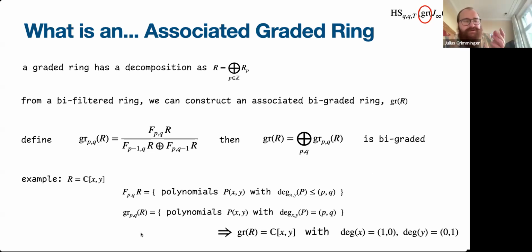Because the slide starts with graded ring, which is like a one grading, and then you always mention the bifiltration and the bigraded thing. Is there a reason why everything is bi? So for us, if you have a filtered ring, can you always associate a graded ring, or is this something that's special to bi things? I would think so, no?